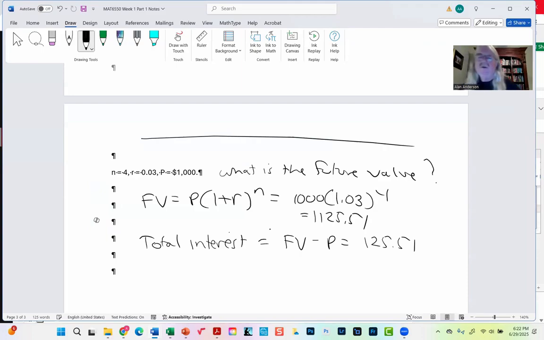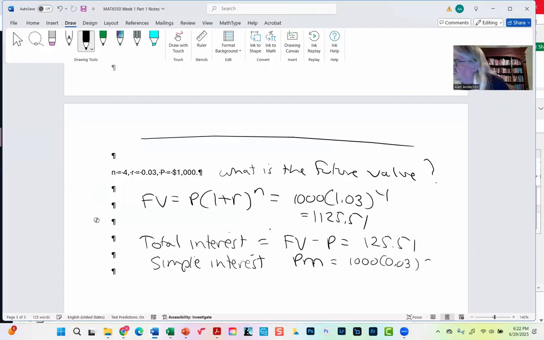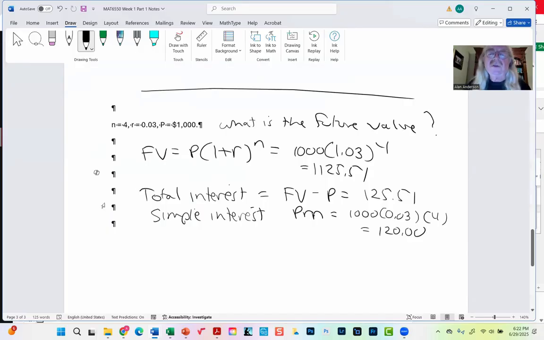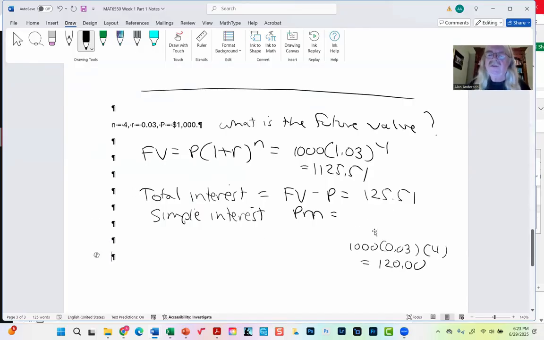Now, remember, I mentioned earlier that the simple interest is the principal times the rate times the number of years. 1,000 times 0.03 times 4, $120. So whatever's left over must be the compound interest.